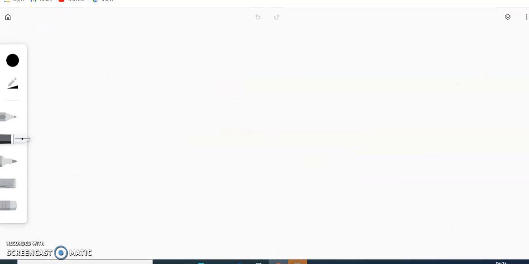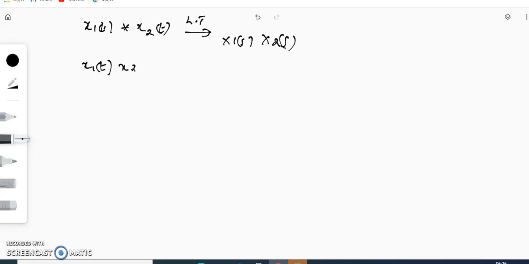You have studied convolution, isn't it? If x1 of t is convolved with x2 of t and you find the Laplace transform, it is simply X1 of s multiplied by X2 of s. And if you multiply two signals, x1 of t into x2 of t, its Laplace transform is 1 by 2 pi j into X1 of s convolution X2 of s. Okay.